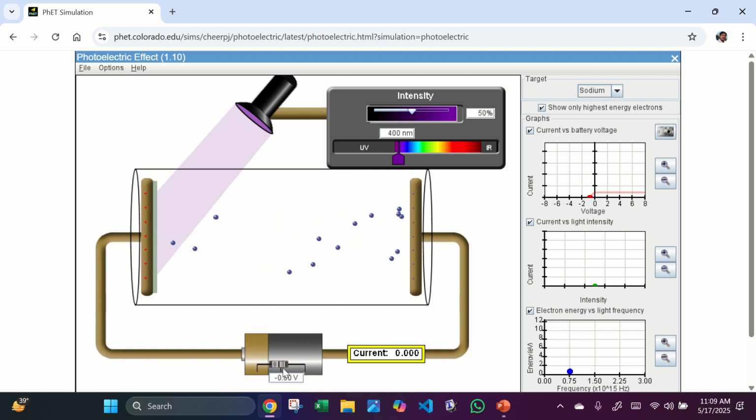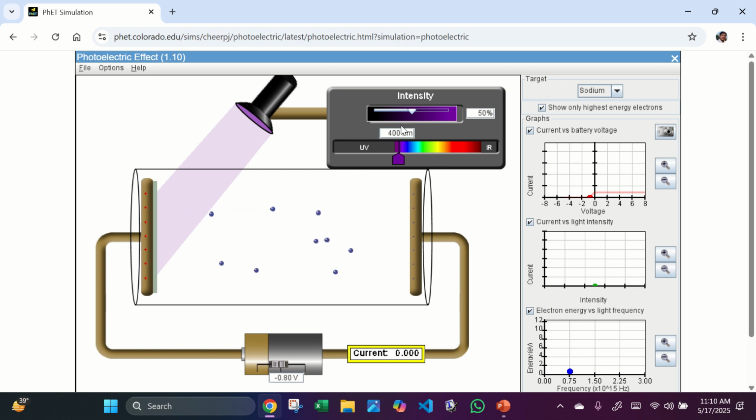Okay, let's make it even more negative. What is happening here? Even when we make it more negative, before it was reaching close to that, now it is not reaching at all. So these values we don't want. We want only the minimum voltage which makes the photocurrent 0, that is 0.8 in this case.